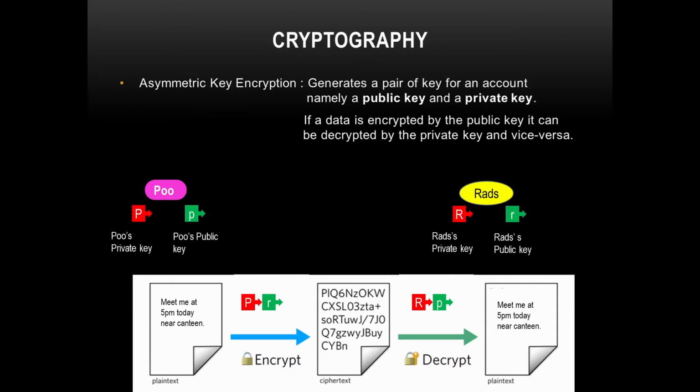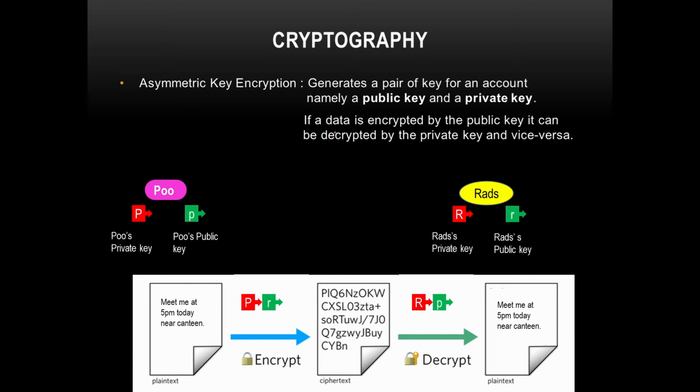Cryptography. Cryptography is also a main part of blockchain technologies. So we'll study asymmetric key encryption. This asymmetric key encryption generates a pair of keys for an account, namely a public key and a private key. The public key is shown to everybody as an account number, and the private key is kept personal to the person whose account it is, and only he can access it. So it's more like a password.